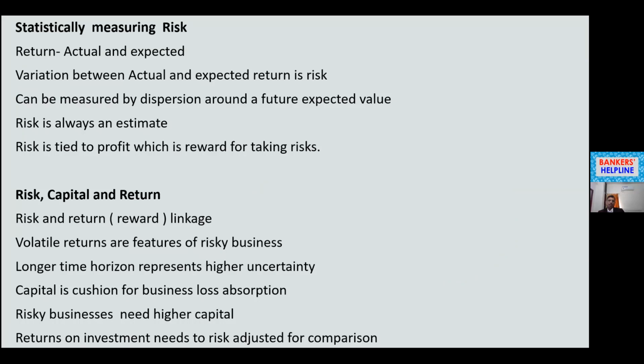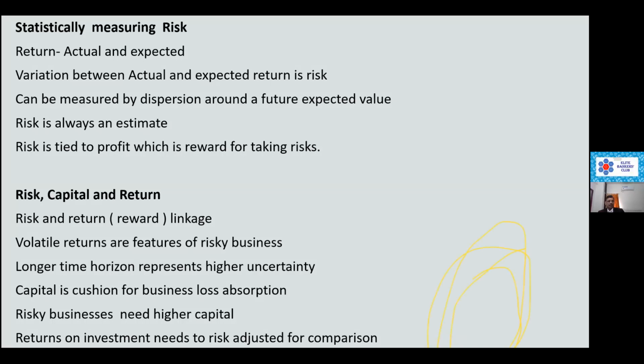Risk is tied to the profit because profit is the reward for taking the risk. So as we said, more risk, higher variation, higher profits, or lower variation, lower risk, lower profit. As per economic theory, profit is a reward for taking the risk. Now the relationship between risk, capital and return. Volatile returns are the features of a risky business.